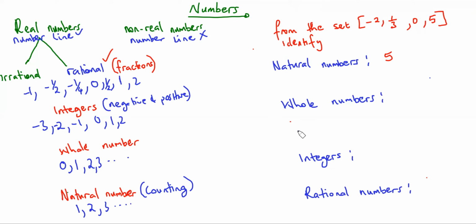What about whole numbers? Remember, they start from 0 going up, so we have only 0 and 5. Now let's look at integers. Integers include negative and positive, and 0 is also part of the integers. So we have -2, 0, and 5. These are your integers.